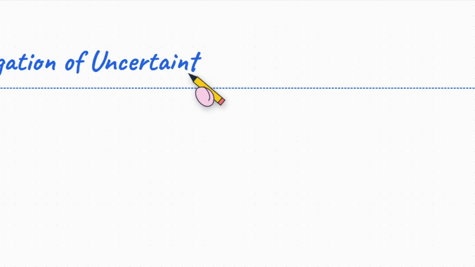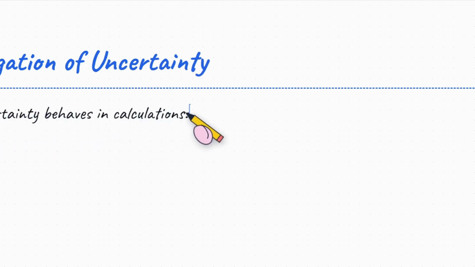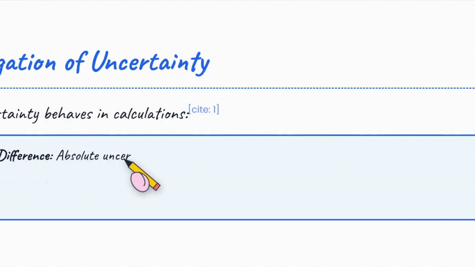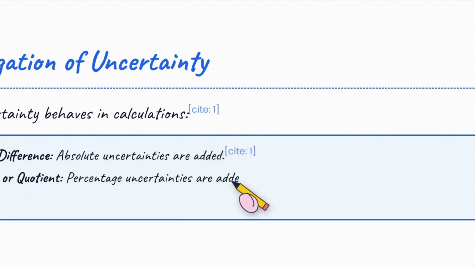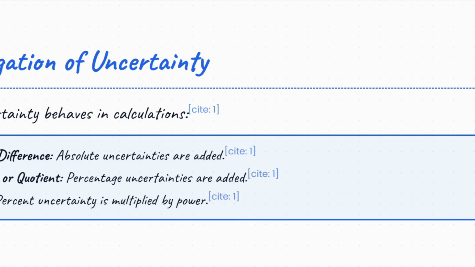When calculating, uncertainties propagate. For sums and differences, add the absolute uncertainties. For products and quotients, add the percentage uncertainties. For powers, multiply the percent uncertainty by the power.